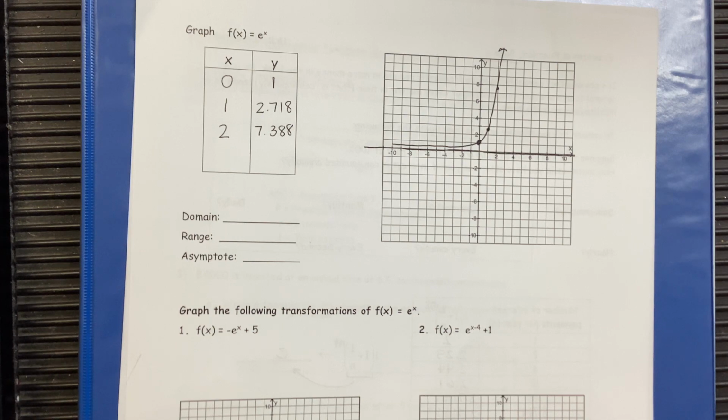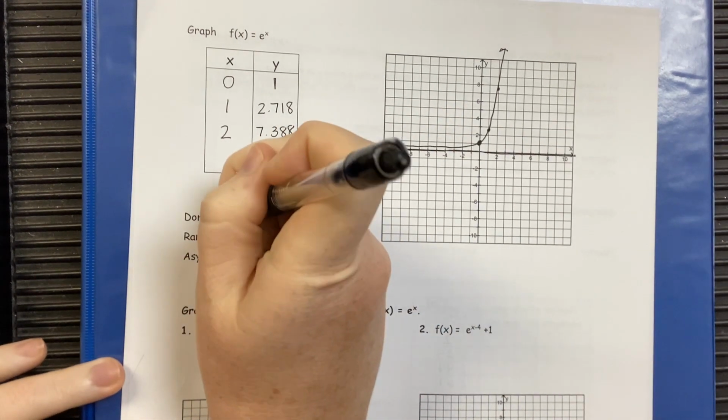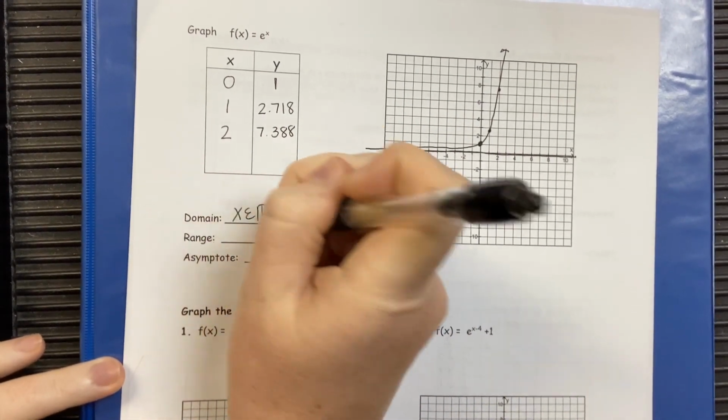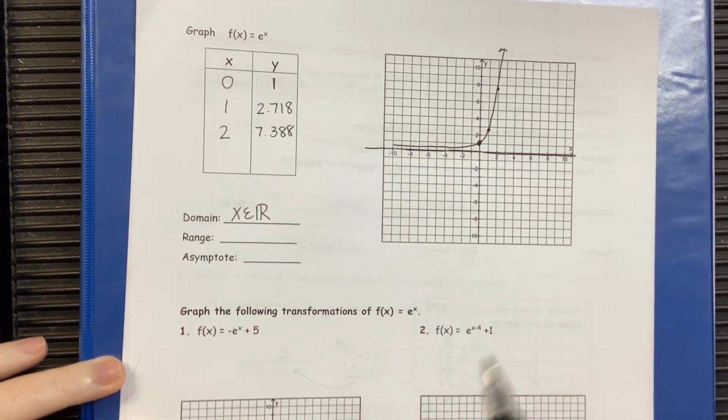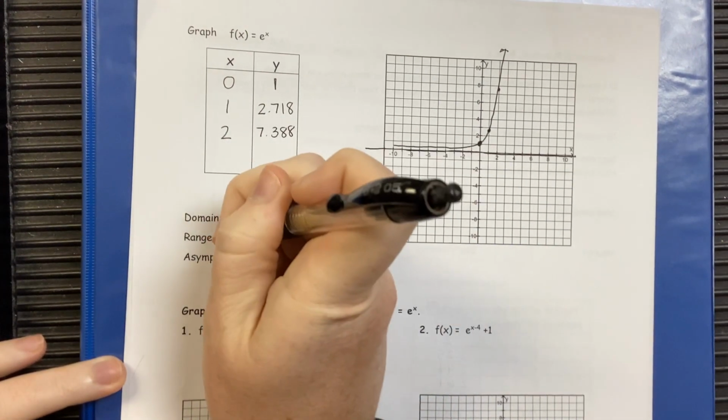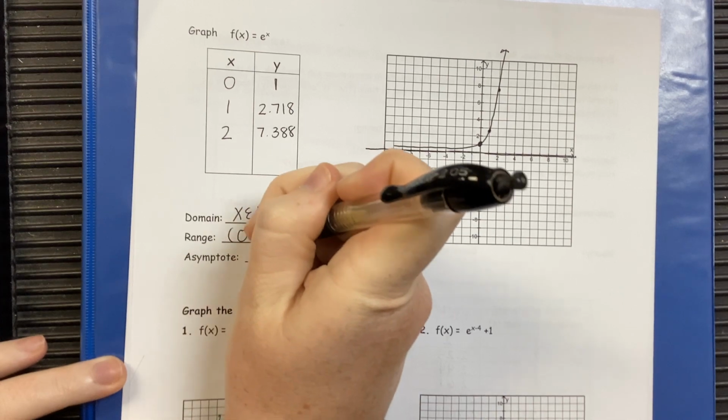What's your domain for everything in this whole entire unit? You should know that it's always all real numbers. Your range, okay, in this case, our asymptote again is at 0, and we're going up forever.